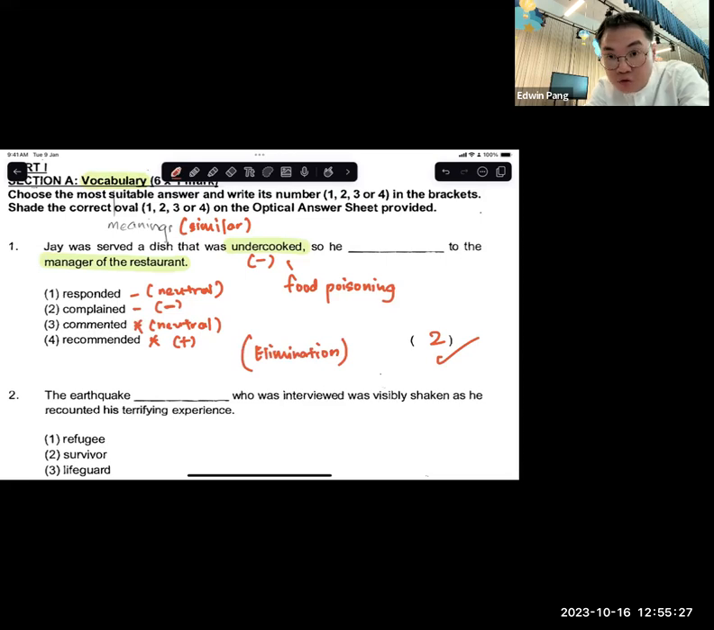Elimination means I remove all the answers that don't make any sense. In this case, I eliminate all the positive and neutral answers, right? And I'm left with the only negative answer, which makes sense, which is complained. Okay, do you all understand? So one principle of contextual clues, how do we use it, is to use it to eliminate answers which are not suitable.